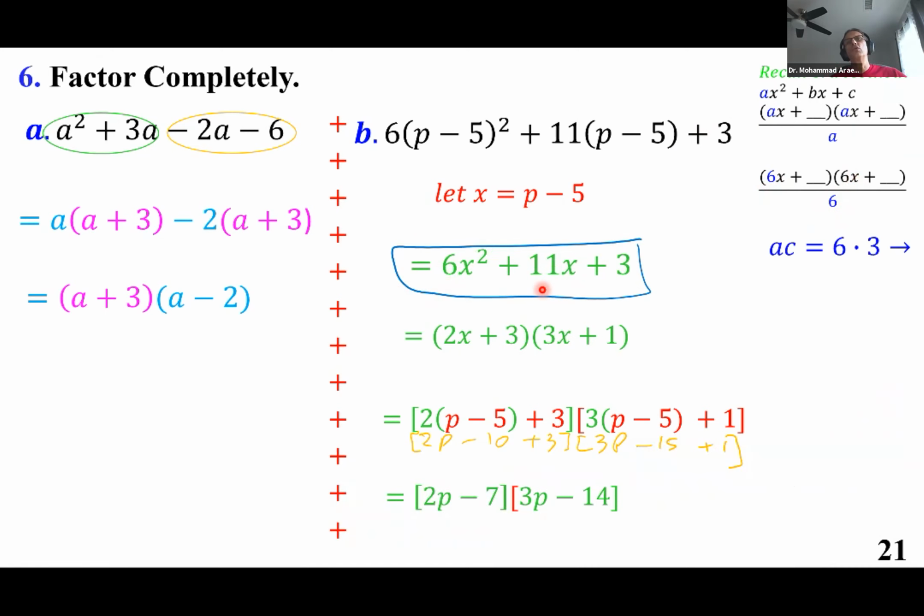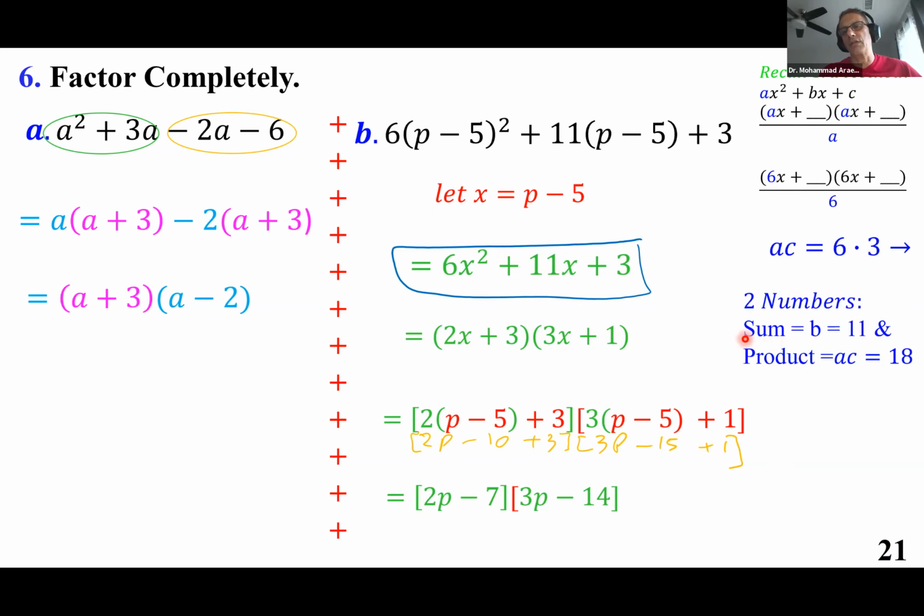So we are looking for 2 numbers. The product is 6 times 3, 18, and the sum is b, 11. So we want 2 numbers. The sum is b or 11. The product is a times c, which is 18. So I hope you can easily do that in your head and you realize the numbers are 9 and 2. Because they both start with 6, it doesn't matter where you put those numbers. Put them anywhere you want.